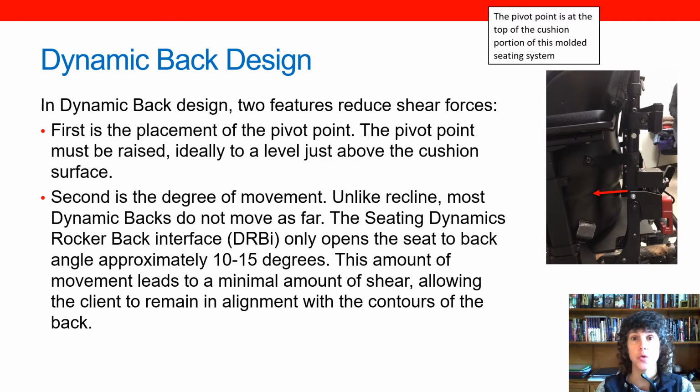Second is the degree of movement. Now, a recline can move posteriorly until the client is completely supine. That's quite a bit of movement. The dynamic rocker back, for instance, only moves about 10 to 15 degrees. By limiting the amount of change in the seat to back angle, we can reduce the amount of shear that occurs and keep the client in alignment with the contours of the back, even a molded back.